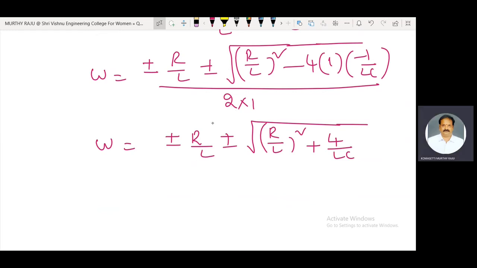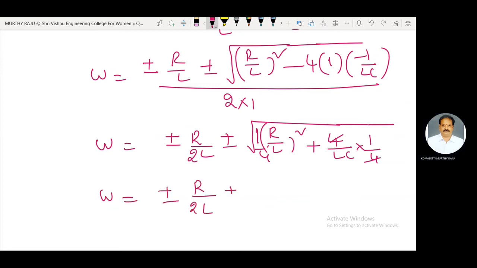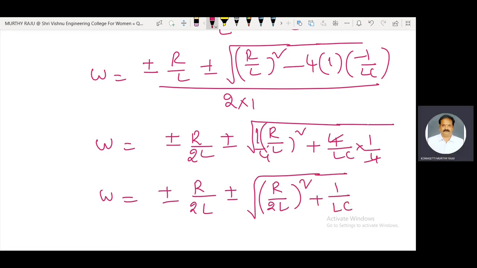This term 2 is here, and the 2 changes to 1 by 4 here. 4 is cancelled. That is, omega is equal to plus or minus R by 2L plus or minus square root of R by 2L whole square plus 1 by LC.